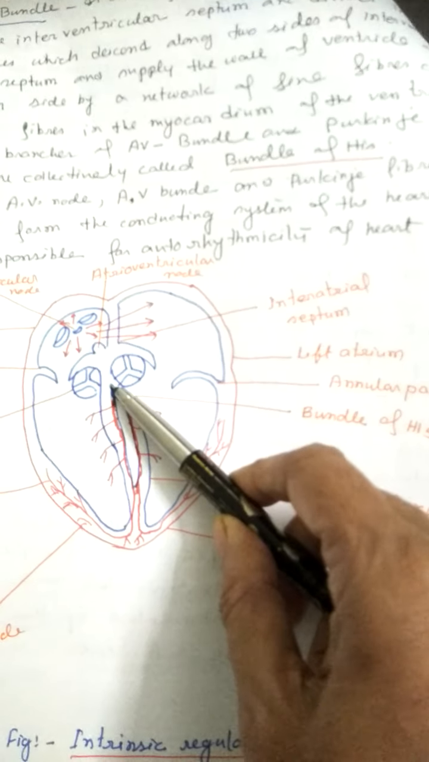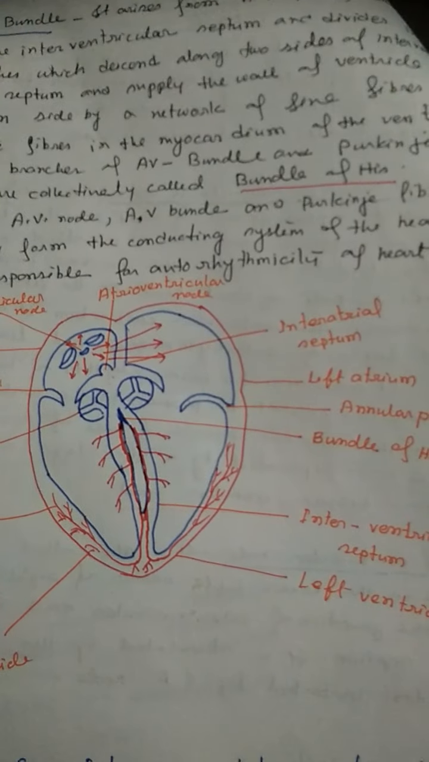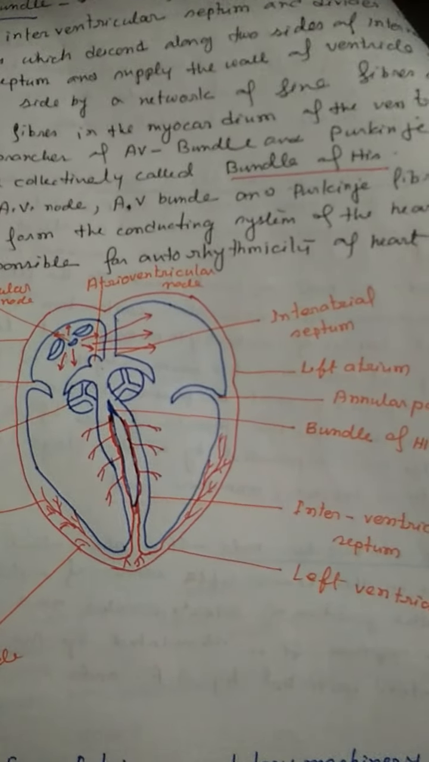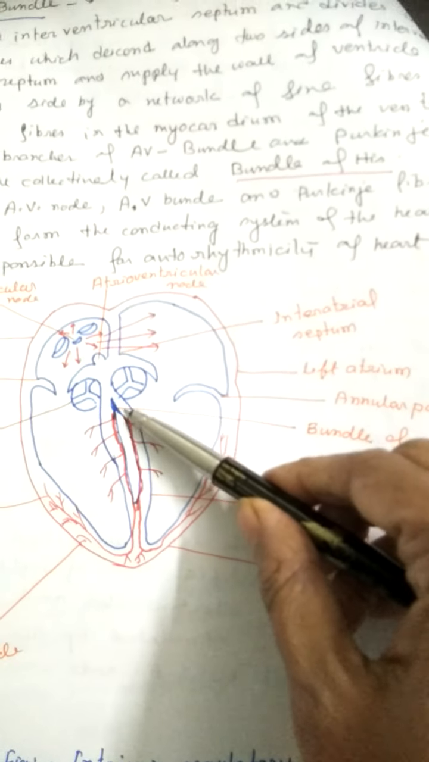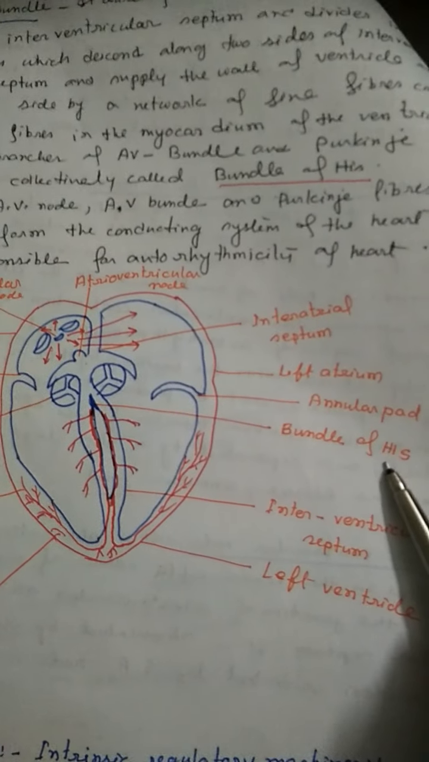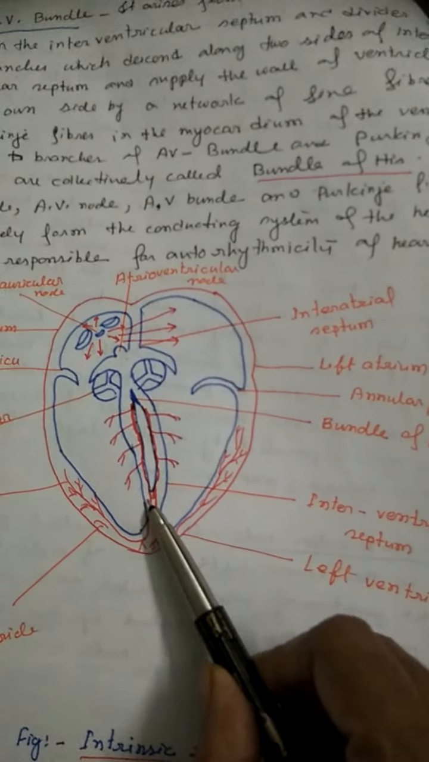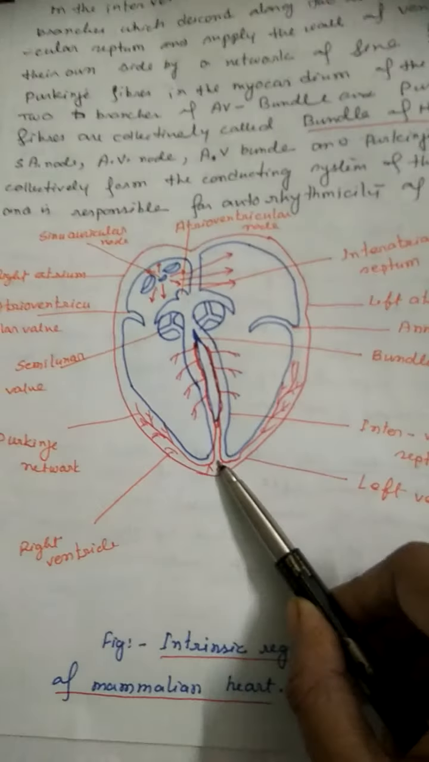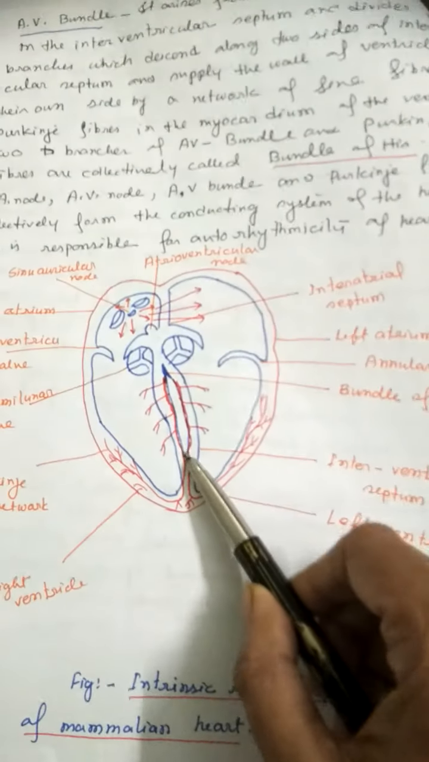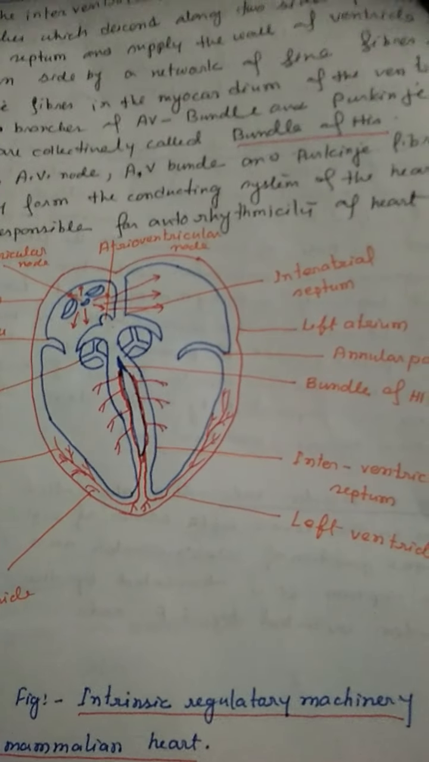This AV bundle arises from the AV node and descends in the interventricular septum. This bundle is also known as the bundle of His. Then this bundle divides, and ultimately it forms what is known as the Purkinje network. This one is a Purkinje network.